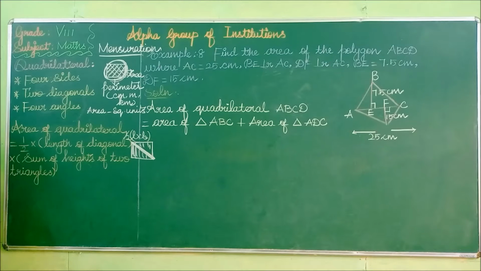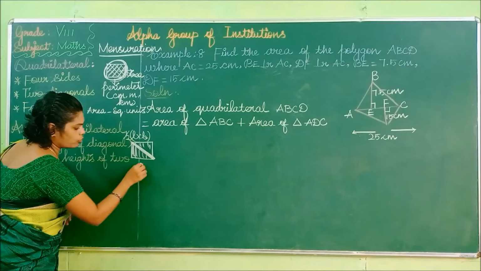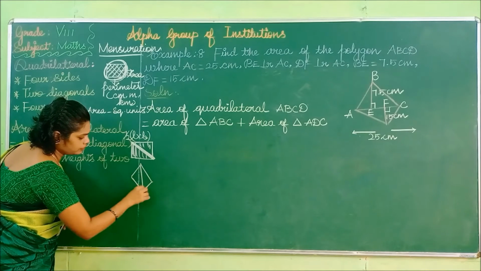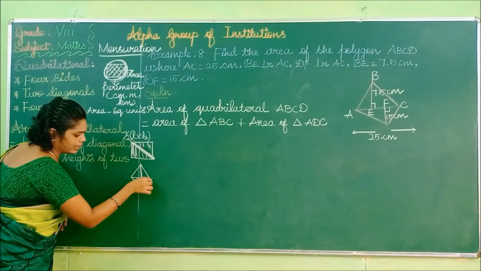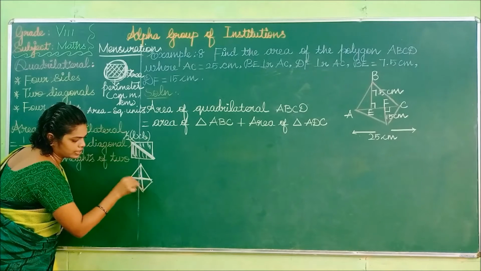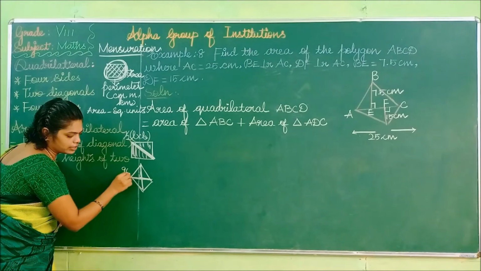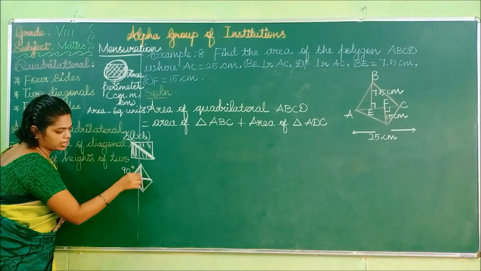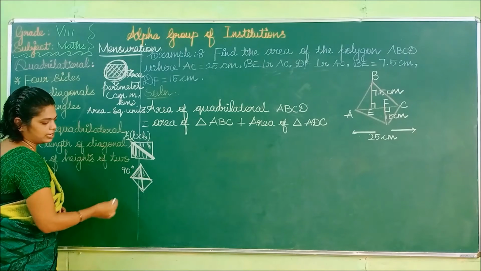And then you have learned the rhombus. What is the rhombus? The rhombus contains 4 sides, and the opposite sides will be parallel. If you consider this as a rhombus, the 2 diagonals make each and every portion a right angle. Right angle means 90 degrees. So each and every portion will be 90 degrees.